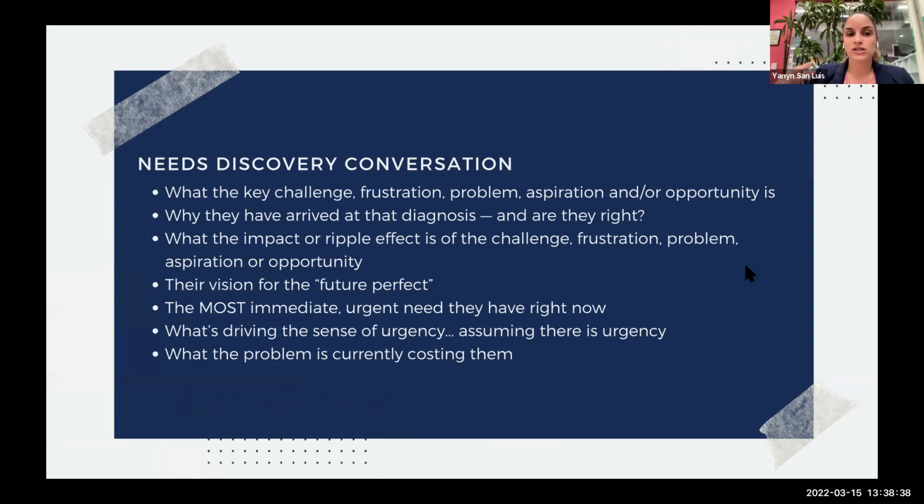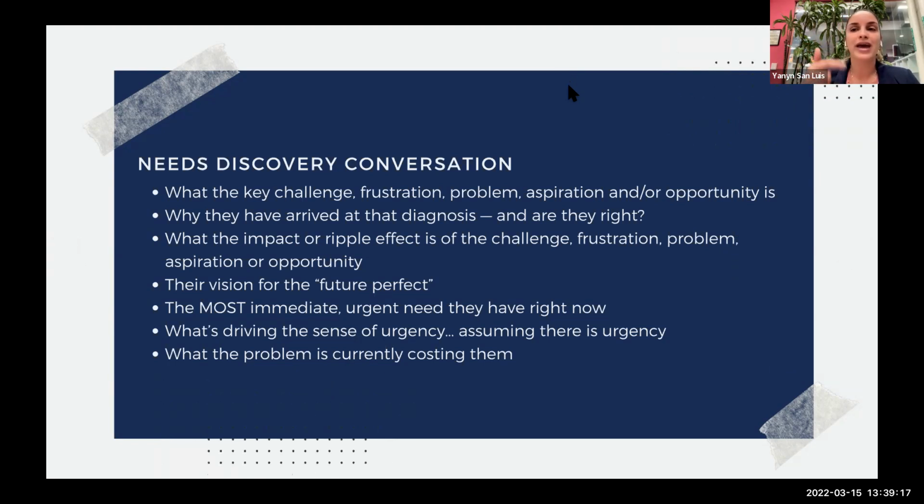What are some of the questions that you're asking them? What the key challenge, frustration, problem, or aspiration and opportunity is, you need to think through that. Why have they arrived at that diagnosis, and are they right to have arrived at that diagnosis? What is the impact or ripple effect of the challenge, frustration, aspiration or opportunity? What's their future vision of how this will come together? What's the most immediate urgent need they have right now? What's driving that sense of urgency, assuming there is urgency?